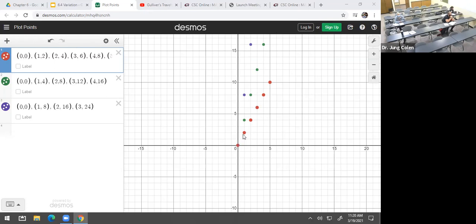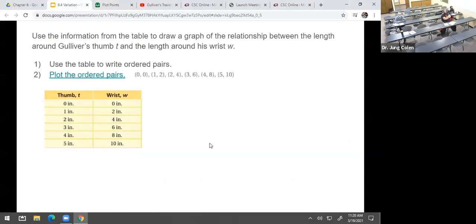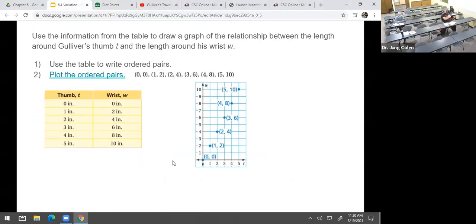It's a straight line, and they increase with a certain amount, but it's a fixed rate, right? So the red one increases by 2 every time. For green, it increases by 4 each time. And the purple one increases by 8 each time. So there's a fixed rate, a fixed constant, right? Okay, so those are the things that you can figure out from this graph.